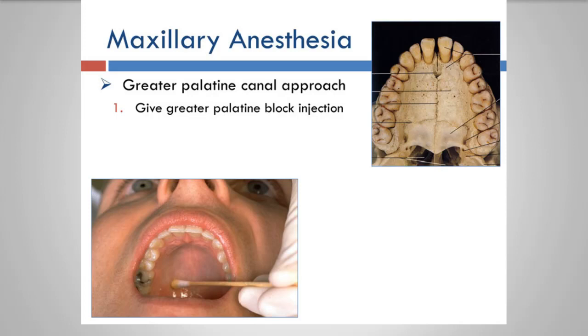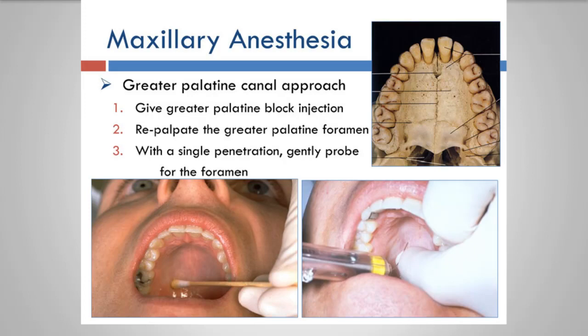Now I know in this picture it looks like I'm way forward with this Q-tip, but you'll notice that this line back here is the separation between soft palate and hard palate. You can tell this is soft palate because it's redder. It's more vascular than the denser tissue of the hard palate. So I'm just in front of there. I'm going to give my injection there to give a greater palatine block.